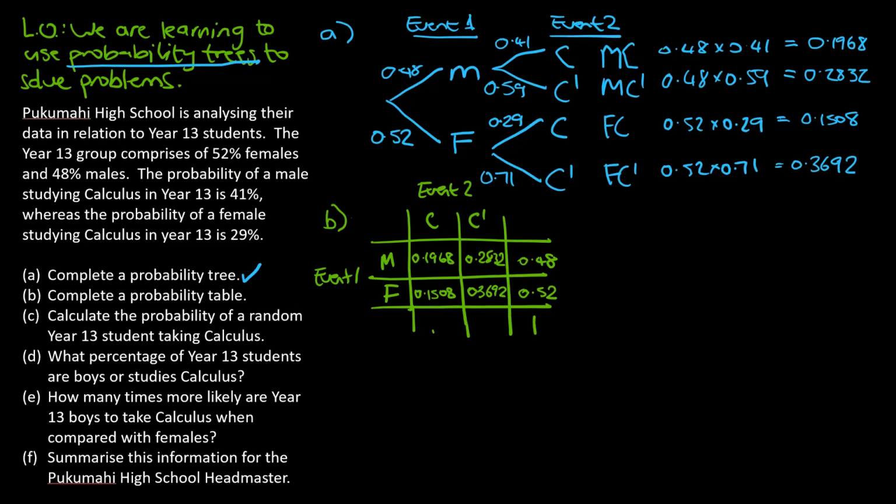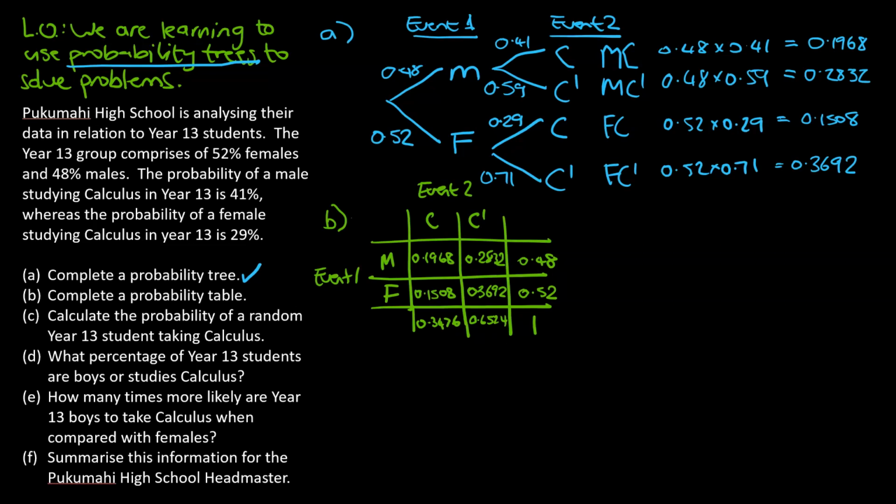We can then figure out the probability of someone taking calculus. That would be 0.1968 plus 0.1508, and that is 0.3476. We can then find out the probability of someone not taking calculus: 0.2832 plus 0.3692, and that gets us to 0.6524. And we should be able to check these two here. They should add together to get that 1. So let's double check that.